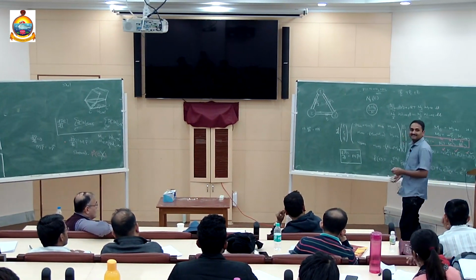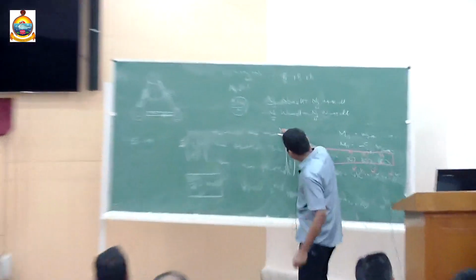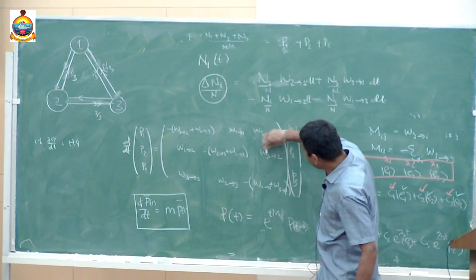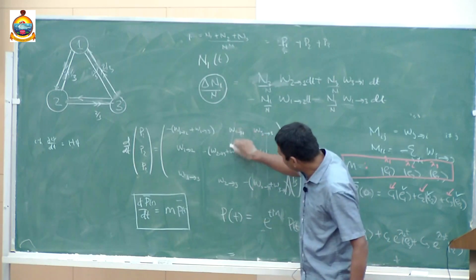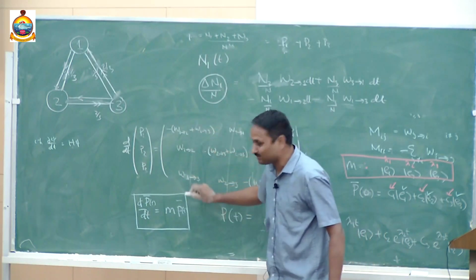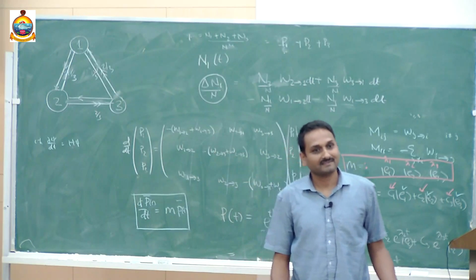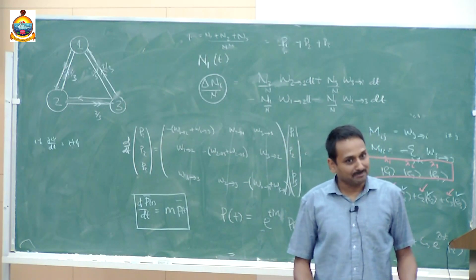Okay, so I'm just saying that look at the column. So 3 to 1, 3 to 2, 3 to 1, 3 to 2. This column sum is 0. This column sum is also 0. This column sum is also 0, okay? Right? Why is it happening?